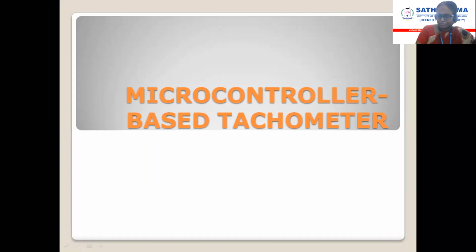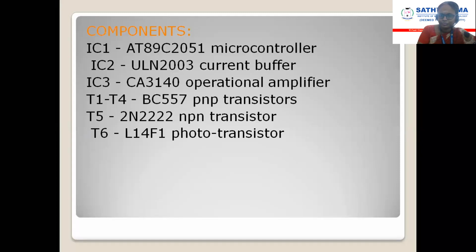Now I'm going to take the application of microcontroller which is based on the tachometer. Already we have seen the tachometer in our machines lab to measure the speed. The tachometer is an electronic digital transducer used for measuring the speed of a rotating object. The number of revolutions per minute is valuable information for understanding any rotational system. In the tachometer, the components used are this AT89C2051 microcontroller.